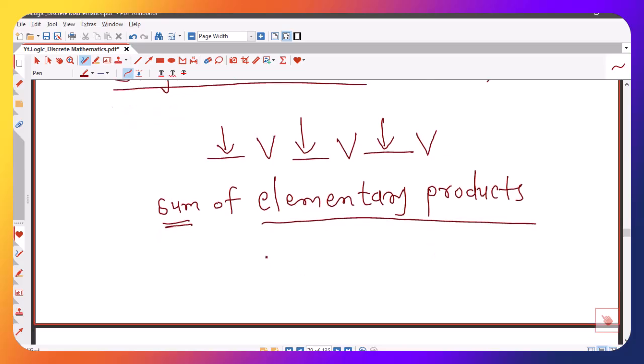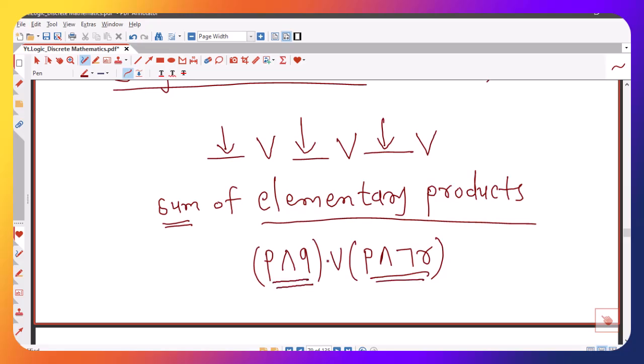For example, I can write P and Q, which is an elementary product. Similarly, I can write P and negation of R, which is another elementary product. These two are elementary products, and here I am using the OR operator. Therefore, this is a sum of elementary products, and so this is in disjunctive normal form.